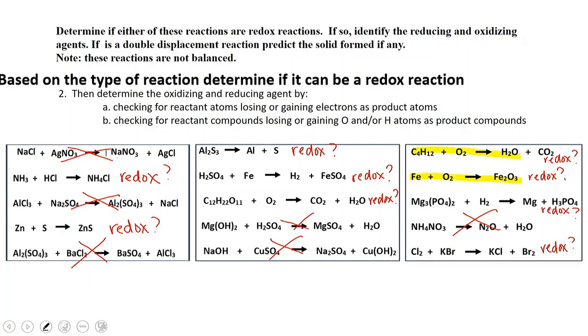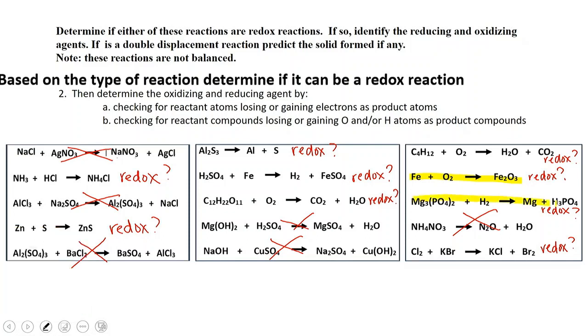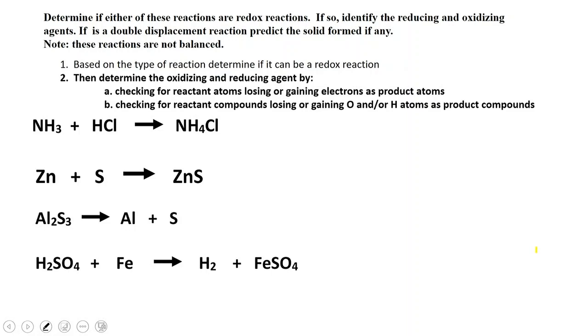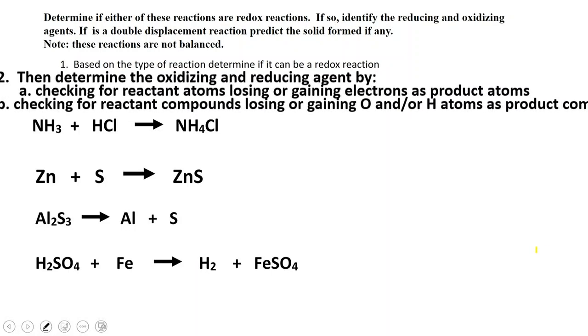They're all single, not the top one, forgive me. They're all single replacement, and so that means that they're possibly redox. So let's go through and determine what the oxidizing and reducing agent is. Okay. Let's take a look here.